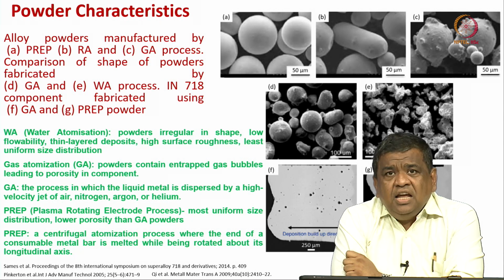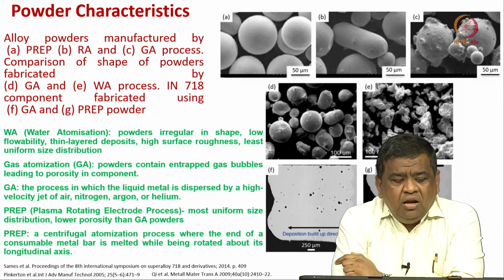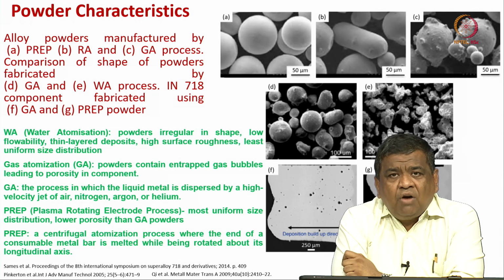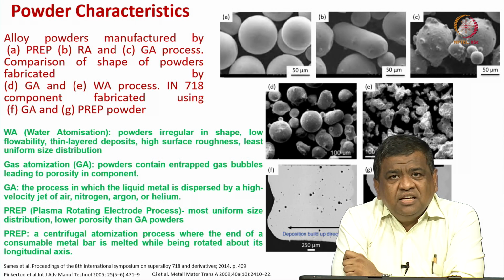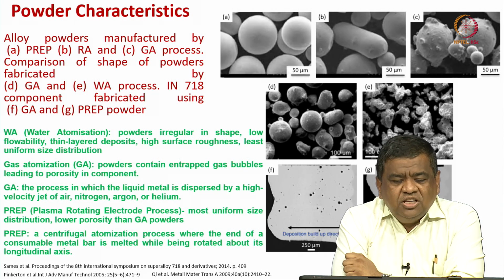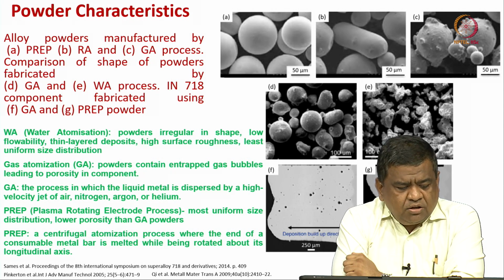Now, typically metal powders or metal alloy powders are produced using multiple techniques in commercial scale production, and one of the most widely used techniques is gas atomization. In gas atomization, essentially liquid metal is dispersed by a high velocity jet of air, nitrogen, argon or helium, and gas atomization powders contain entrapped gas bubbles leading to porosity in these components.